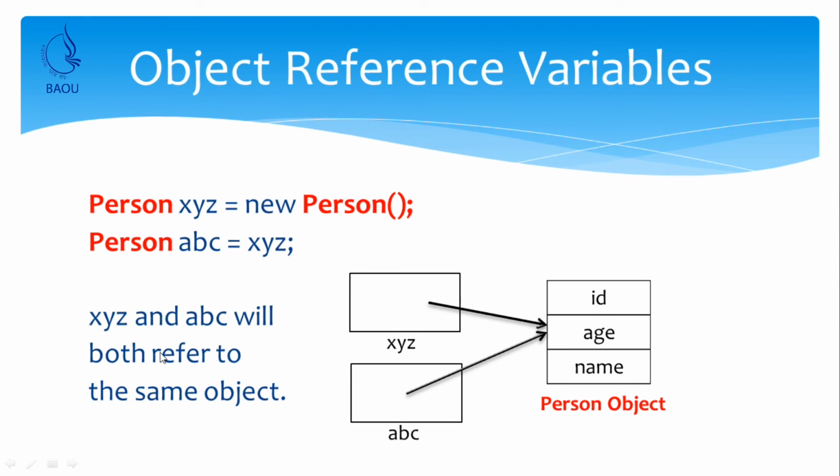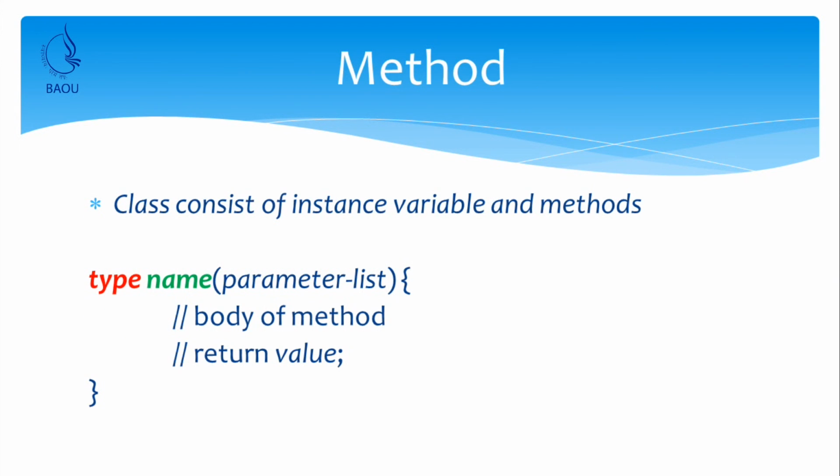So, you might be surprised to know that xyz and abc will both refer to the same object and there is no different object like an ordinary variable. Now, we discuss method in detail. So, every method has a name. The name, which is shown here in green color, represents the name of the method.